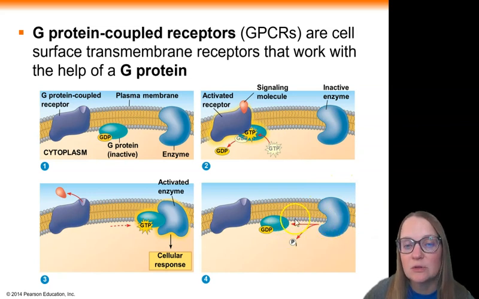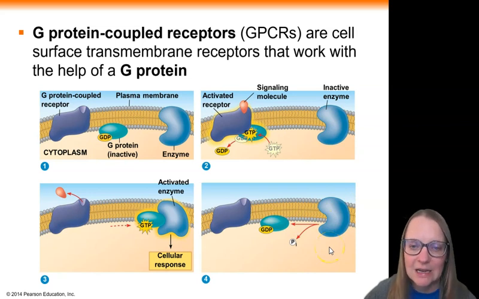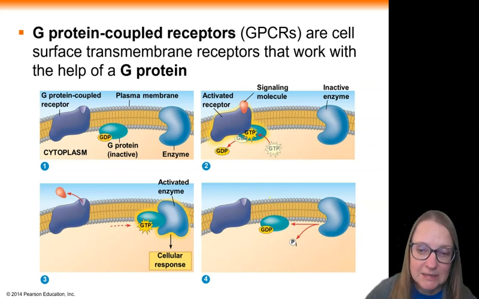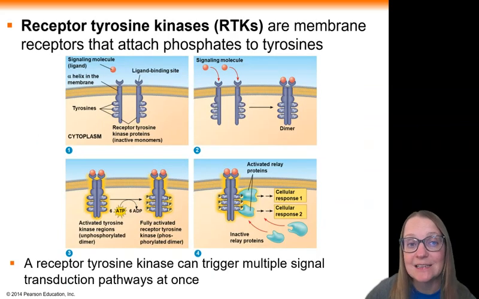Once the G protein detaches itself from the enzyme, it goes back to its inactive state. And so everything has kind of been returned to that original position, and it's waiting for a new signaling molecule to come along and bind to the GPCR to activate this process one more time. So that's our GPCR. Let's then take a look at our RTKs, or receptor tyrosine kinases. These guys function in a slightly different fashion.